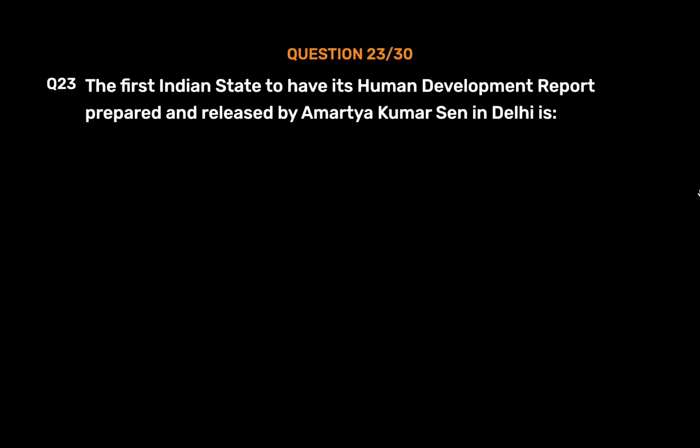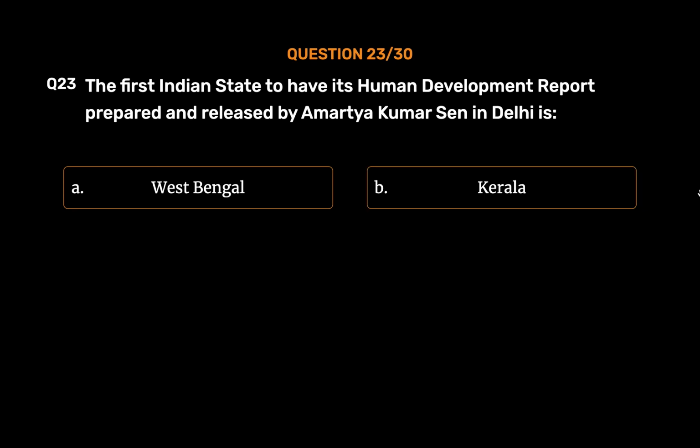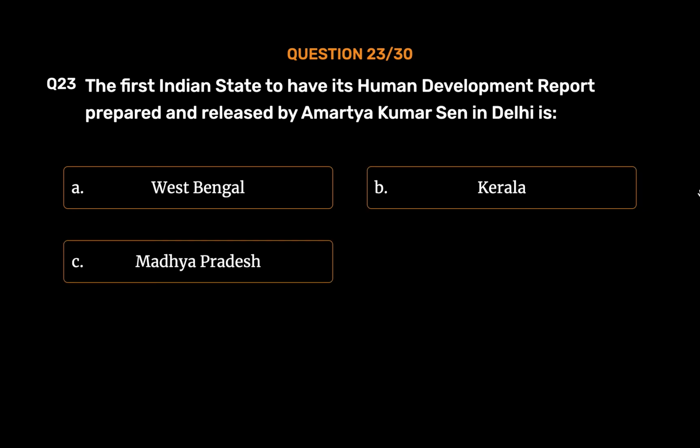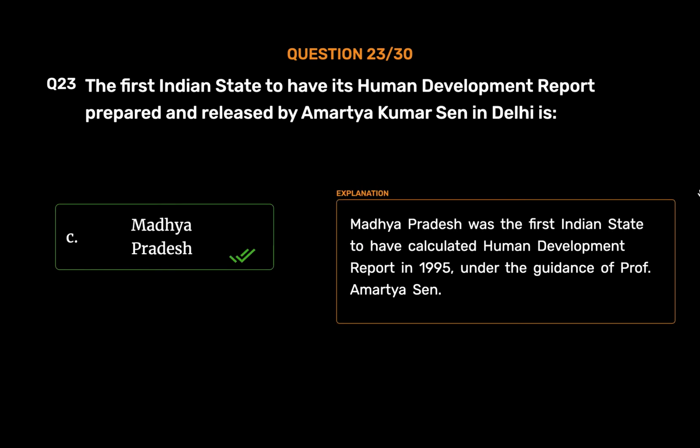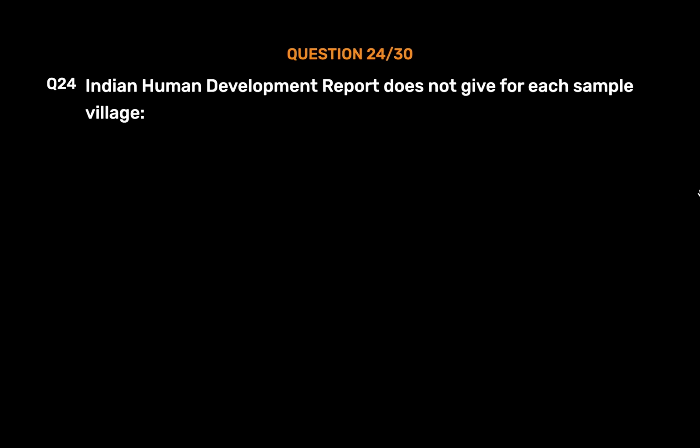Question number 23. The first Indian state to have its Human Development Report prepared and released by Amartya Kumar Sen in Delhi is Option A. West Bengal. Option B. Kerala. Option C. Madhya Pradesh. Option D. Andhra Pradesh. The correct answer is Option C. Madhya Pradesh. Madhya Pradesh was the first Indian state to have calculated Human Development Report in 1995, under the guidance of Professor Amartya Sen.